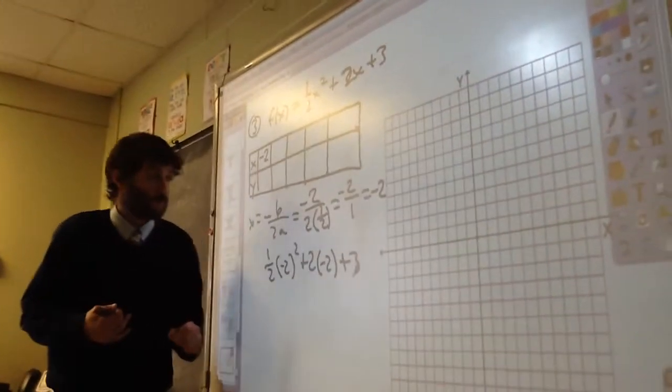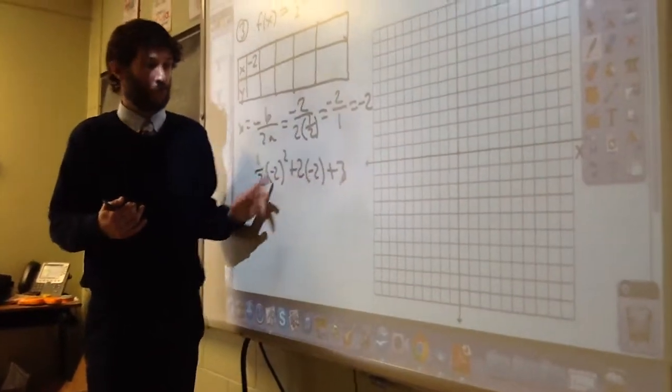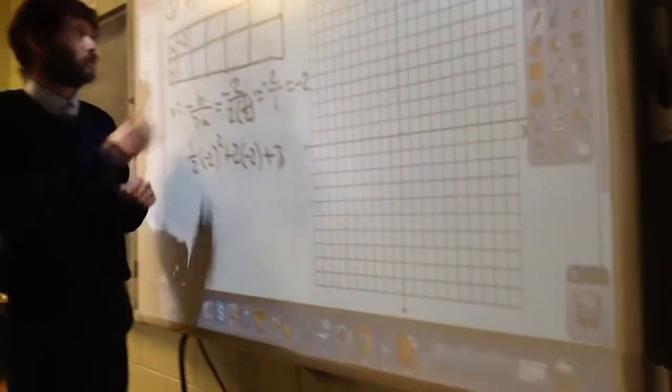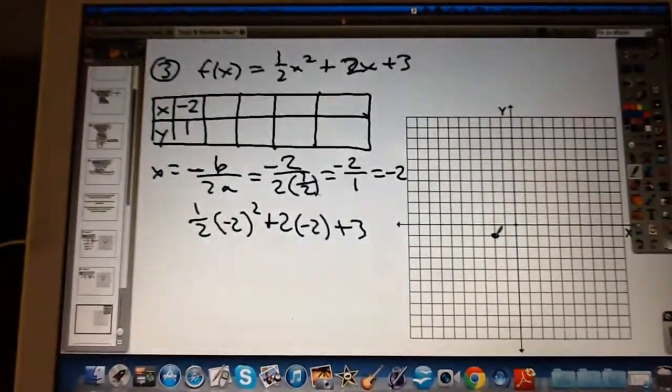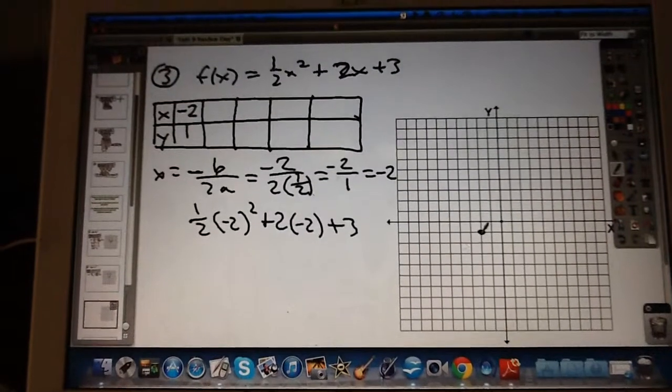It's 1. It is 1. Negative 2 squared is 4, half of 4 is 2. This would be negative 4. 2 and negative 4 is negative 2, and negative 2 and 3 is 1. It is 1. So negative 2, 1 is my vertex. And then I do the same thing I did on the last problems. 2 points to the right, 2 points to the left.